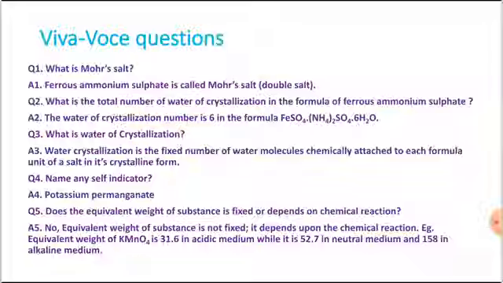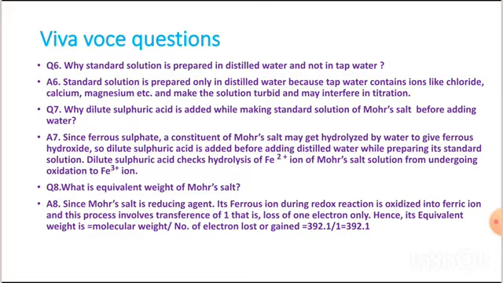Next question, name any self-indicator. That is potassium permanganate. Next question, is the equivalent weight of a substance fixed or does it depend on the chemical reaction? Answer is no. Equivalent weight of a substance is not fixed. It depends upon the chemical reaction. For example, equivalent weight of potassium permanganate is 31.6 in acidic medium, while it is 52.7 in neutral medium and 158 in alkaline medium.